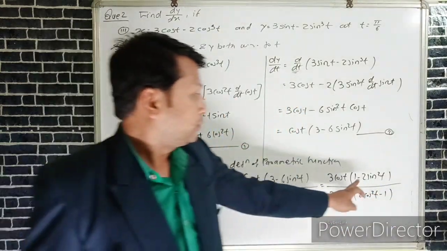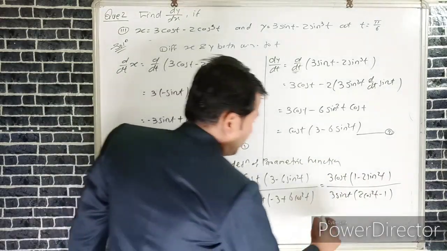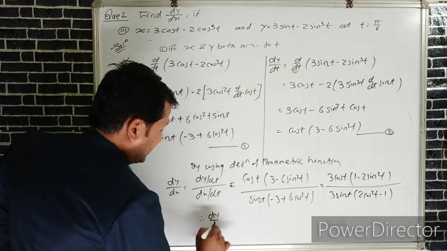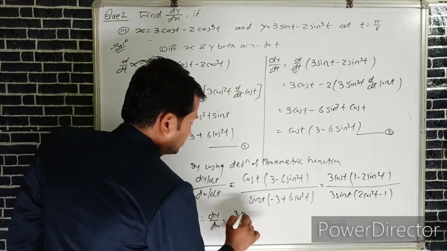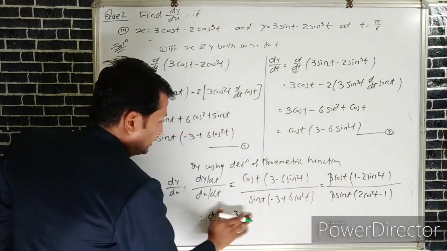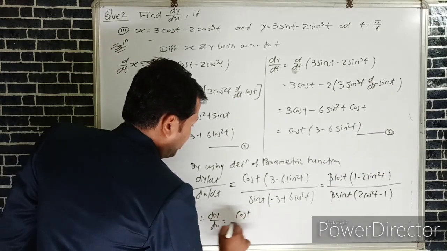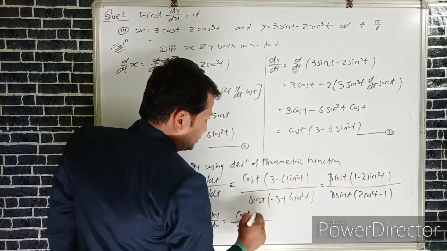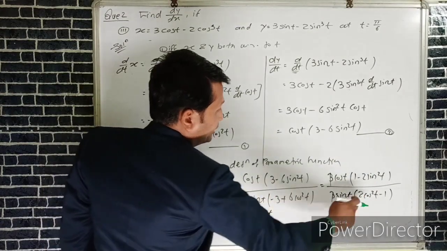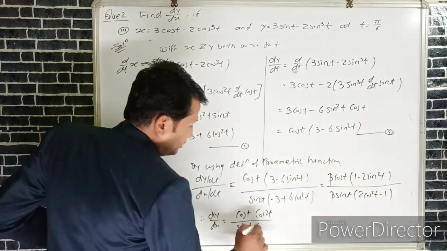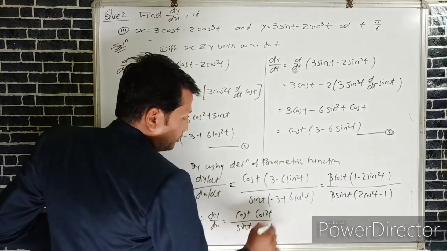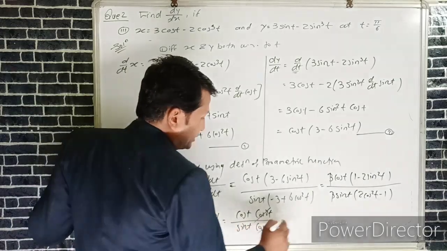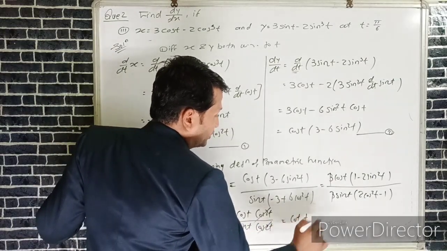We know that 1 minus sin square t is a form of cos 2t. Hence we can write dy upon dx is equal to 3 cancel. We can write cos t upon sin t as it is. 1 minus 2 sin square t means cos 2t. Again 2 cos square t minus 1 is again the formula of cos 2t. We can cancel cos 2t. Cos t upon sin t we can write as cot t.